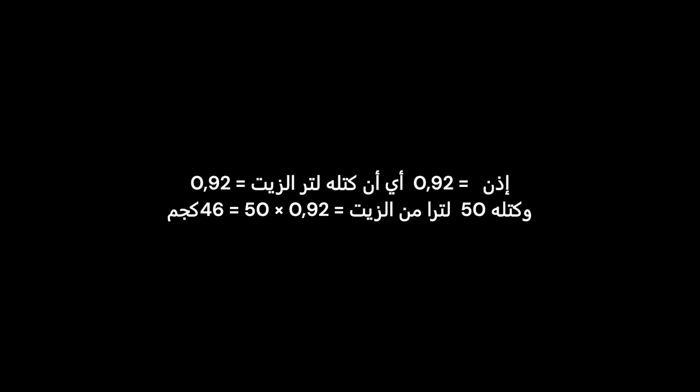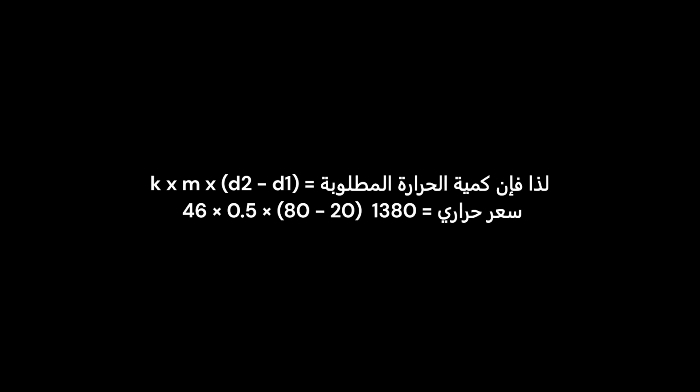So the density equals 0.92, meaning that the mass of a liter of oil equals 0.92 kilograms. And the mass of 50 liters of oil equals 0.92 x 50 equals 46 kilograms. So the amount of heat required equals m x c x (t2 - t1), equals 46 x 0.5 x (80 - 20), equals 1380 kilocalories.